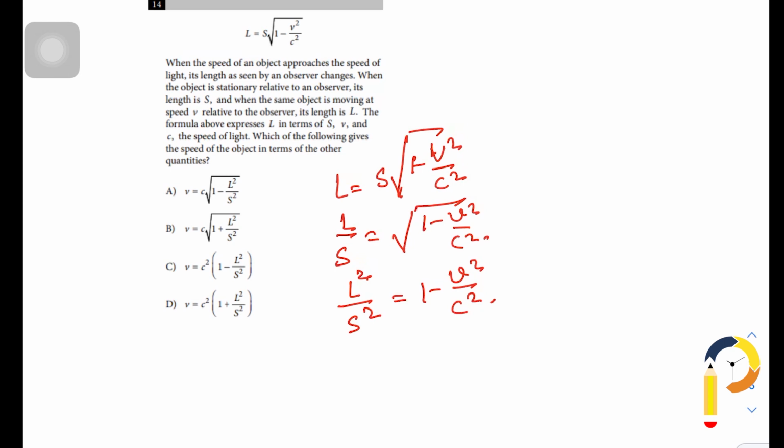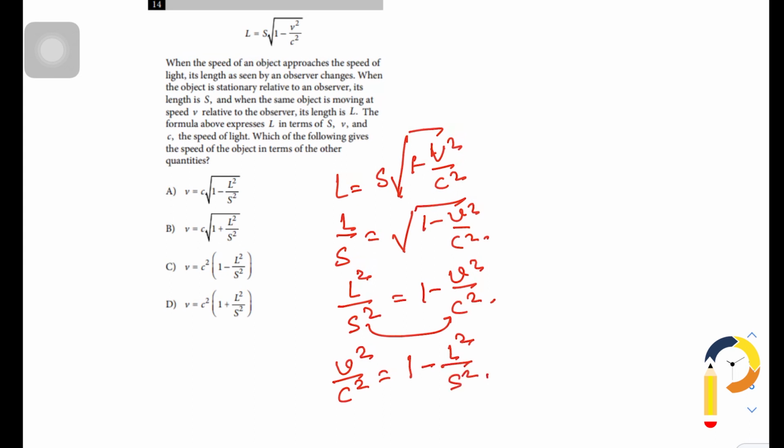Again, what we need is v there, right? So v here is in negative. What you can do is get rid of that negative and transfer v square by c square to the other side. So this will be 1 minus L square by s square.